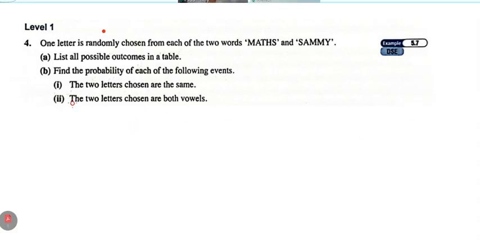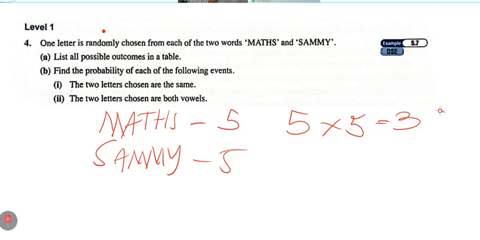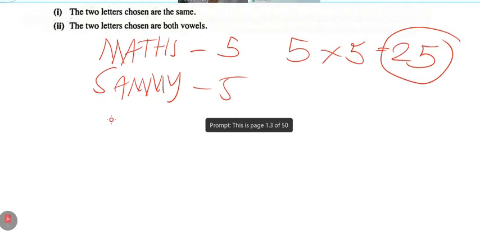Now first, how many letters are there for MATHS? MATHS has 5, and SAMMY is also 5. So that's going to be 5 times 5. That is 35. Not 35, it's 25. Okay, it goes to 25. So that means the total that we're going to have is 25.